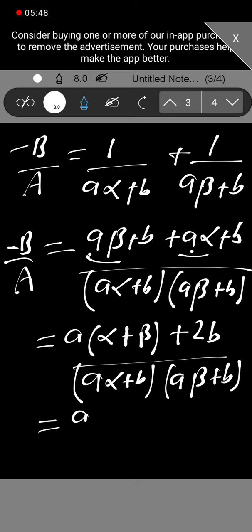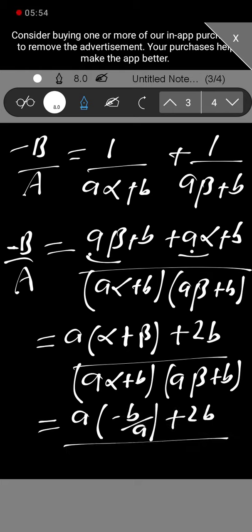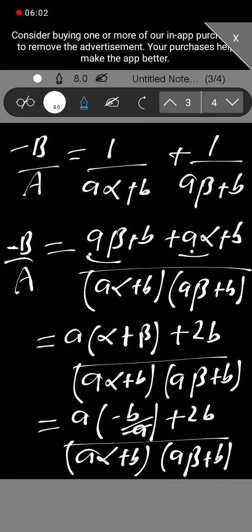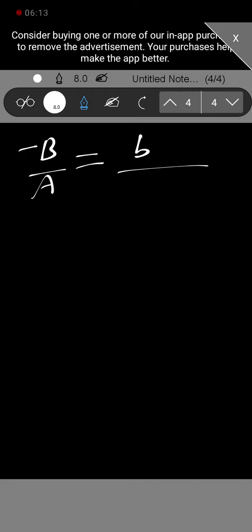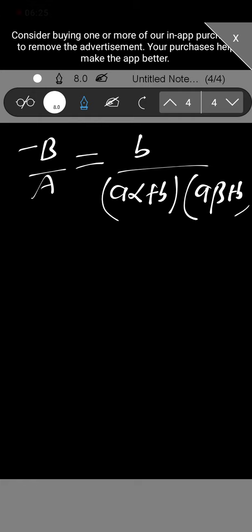So just write it. So we get here minus k b by a plus 2k b upon a alpha plus k b, a beta plus k b. So when you multiply, we get this cancel out. So we have minus k b by a is equal to what? Here we have minus k b and here we have plus 2k b. So when we add, we get only k b. So k b upon this whole term, that is nothing but a alpha plus k b into a beta plus k b. Okay, this we get.